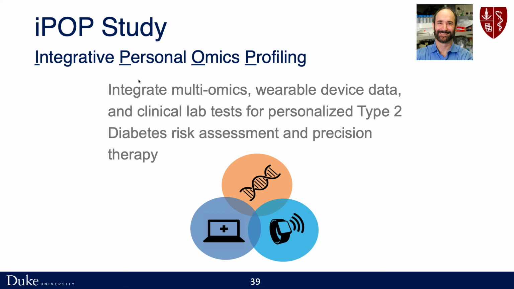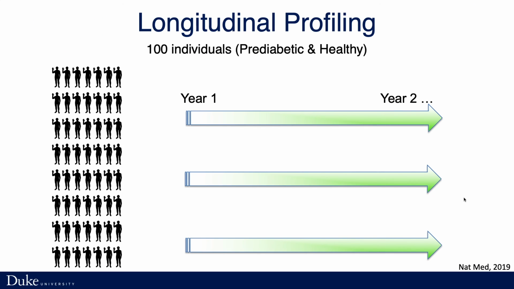And the idea here was to integrate a variety of different data types, from multi-omics to wearable device data and clinical lab tests, for personalized type 2 diabetes risk assessment and precision therapy. And the way that this study looked was that we had roughly 100 individuals that were pre-diabetic and healthy that were monitored over the course of several years.